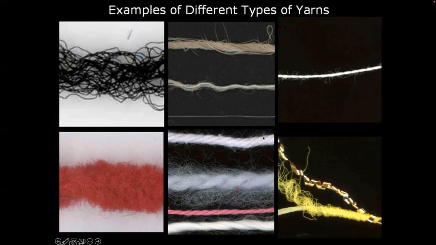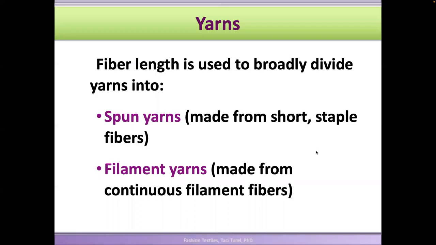They have different amounts of hairiness. This one has a whole lot of hairiness, for example. They have different amounts of twist. And if it's a filament, you don't really see any of those tiny little fibers sticking out of the yarn. We can make covered yarns. So there are a lot of different kinds of things you can do to create different yarns.